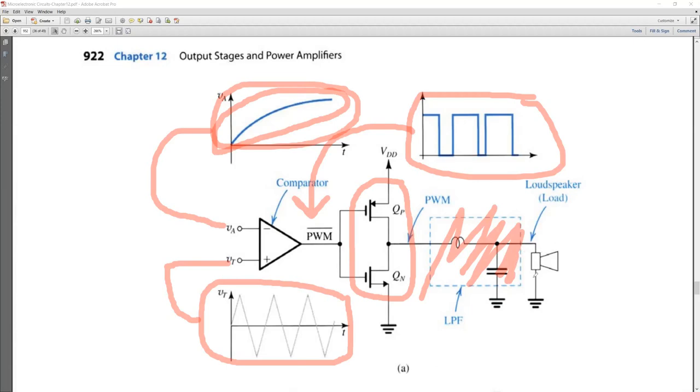Remember that speakers are inductive. And this is a current. So the inductor in the speaker would give you the low pass for the current that you are delivering. So what you have here is a PWM voltage, but what you see is an analog current that is equivalent to that analog voltage. So when you get rid of this low pass filter, the speaker does it for you. It's pretty straightforward, but it's one of those neat tricks that you want to know about.